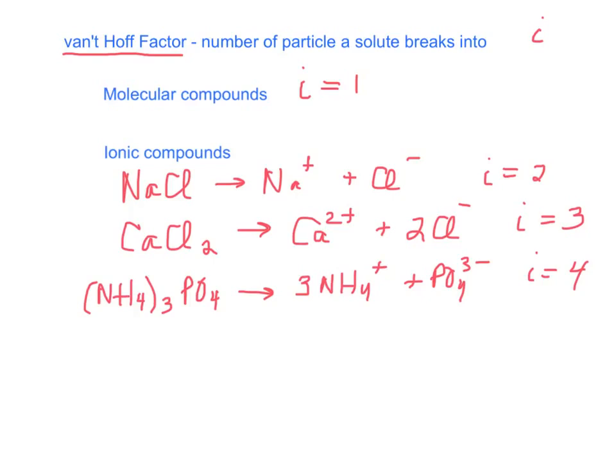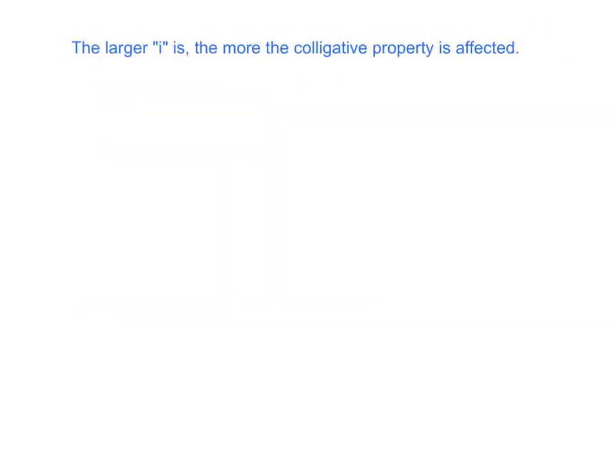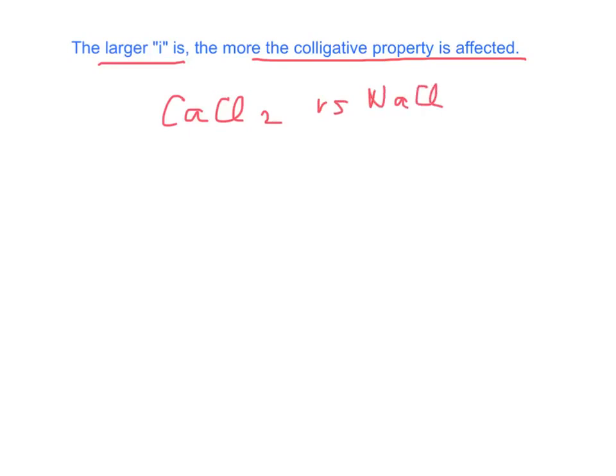You're going to see that every time you have this i, it affects the colligative properties. And the larger i is, the more the colligative property is affected. So if you use calcium chloride versus sodium chloride, you can make your boiling point go higher or your freezing point go lower. And you're going to see that when we talk about each of these colligative properties, there will be an i in the formula. So the next set of videos is going to go through each of these colligative properties individually.